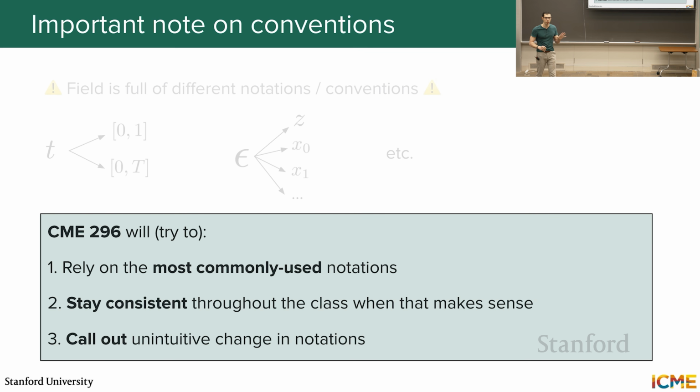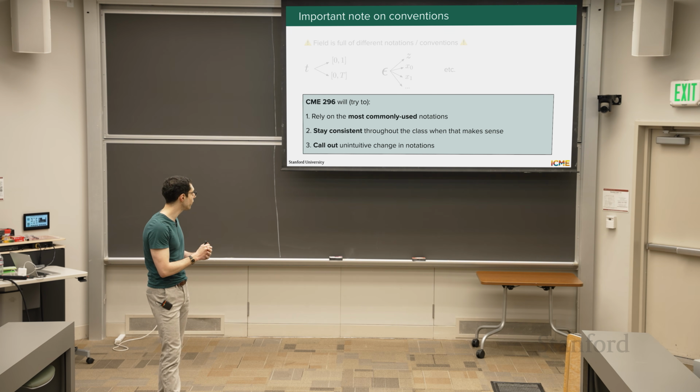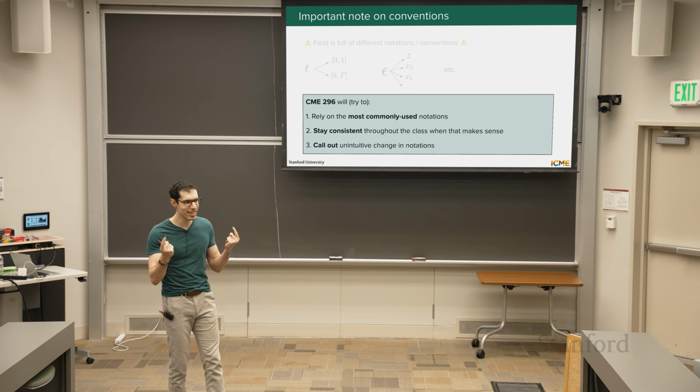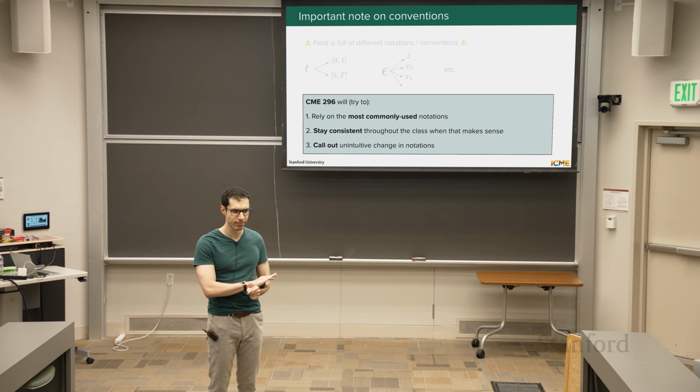First, we will always try to rely on the most commonly used notations, so that when you go and refer to those papers, you're not lost. The second one is we will try to stay consistent as much as possible. So if we take a notation, we'll try to keep it so that you're not confused. And if we don't keep it, we'll just make sure to call it out.